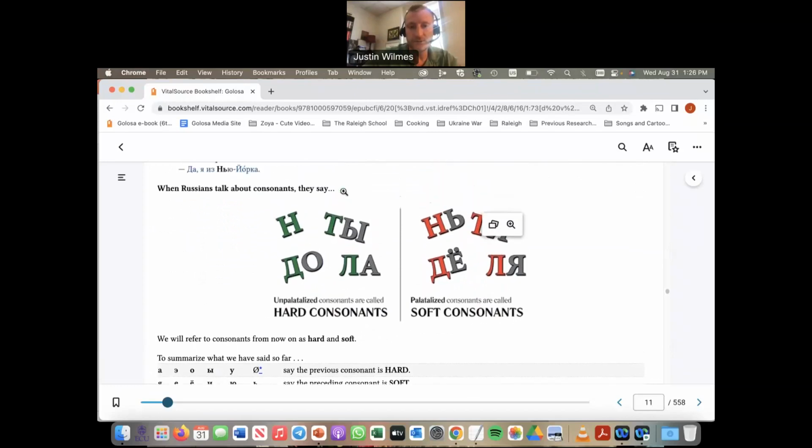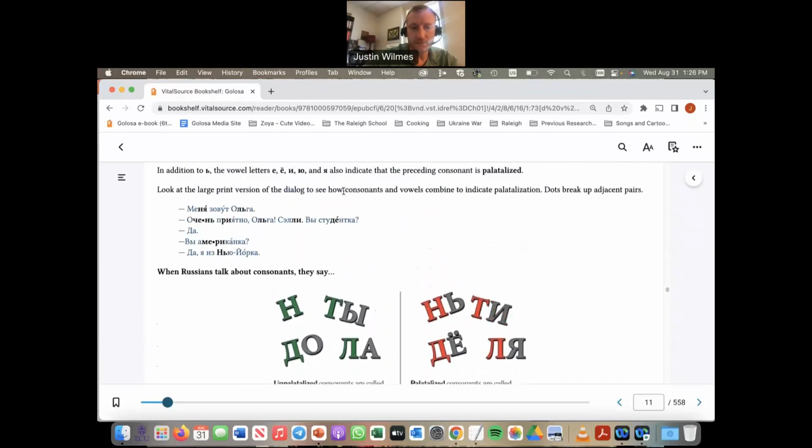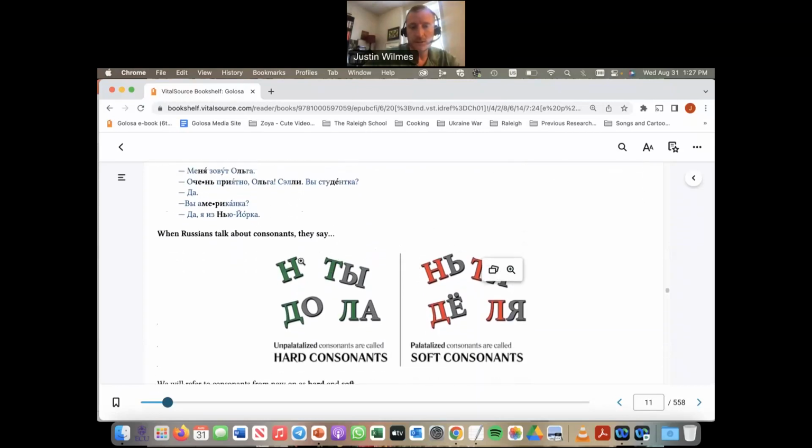Actually, what it will do here for you is break this down syllable by syllable. So look at the large print version of the dialog to see how consonants and vowels combine to indicate palatalization. Dots break up adjacent pairs. Меня зовут Ольга. Очень приятно, Ольга. Сели. Вы студентка? Да. Вы американка? Да, я из Нью-Йорка. When Russians talk about consonants, they say N, T, N, T, Do, La, Dyo, Ля.